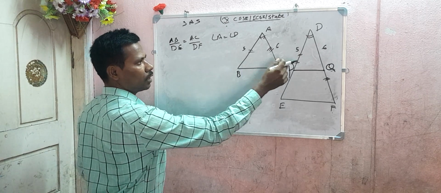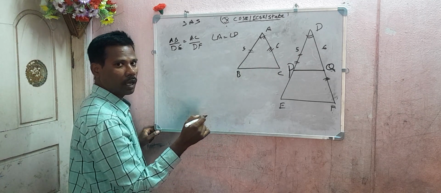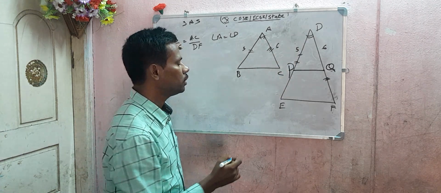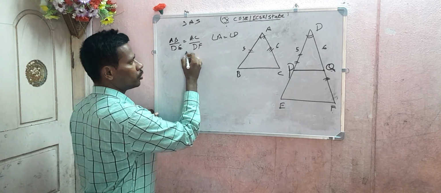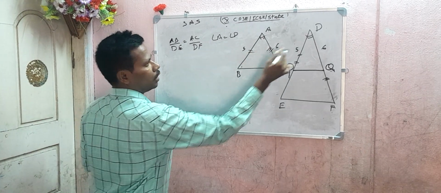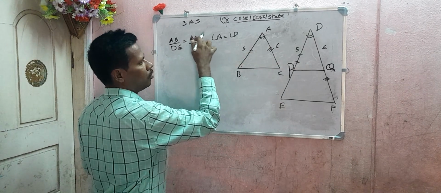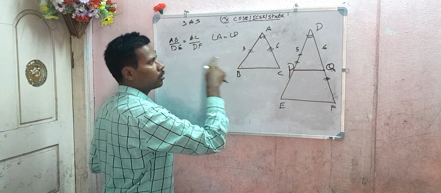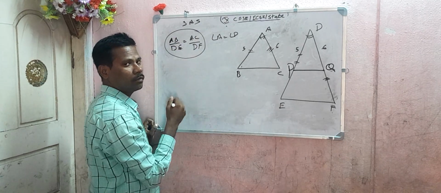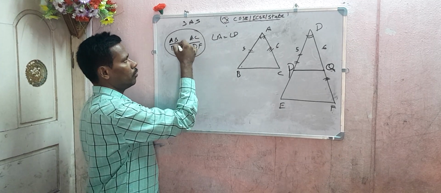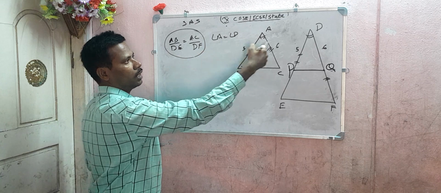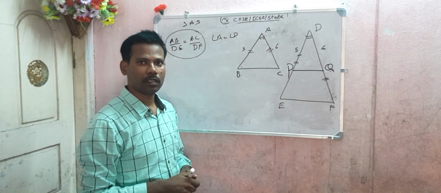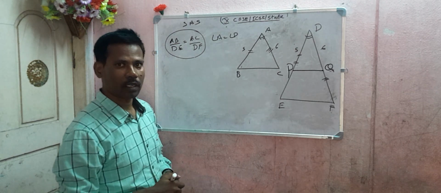If the corresponding sides of two triangles are respectively proportional, that means AB by DE is equal to AC by DF. Proportional means if you divide them, the ratio is the same. And if angle A is equal to angle D, then we can conclude that the two triangles are similar. Are you getting my point?